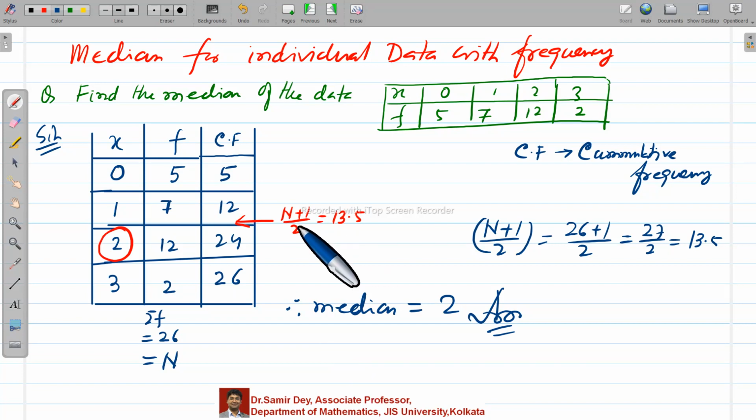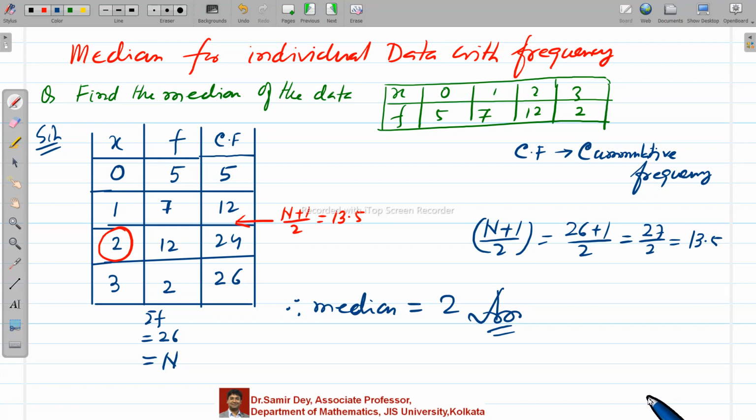So in this case, n plus 1 by 2 is coming 13.5, which lies in between 12 and 24. The next number is 24. The corresponding x is 2. That's why the median is equal to 2. Is the concept clear? Okay, so this is all about individual data with frequency.